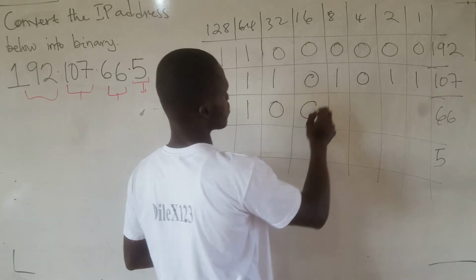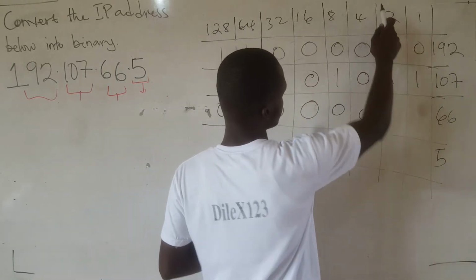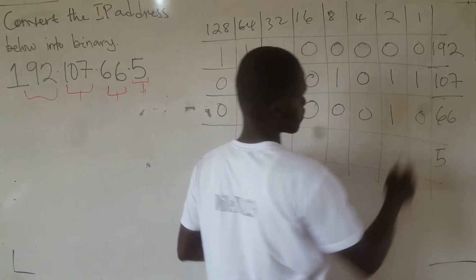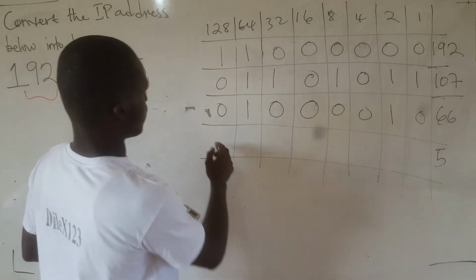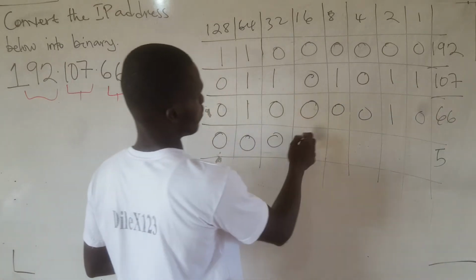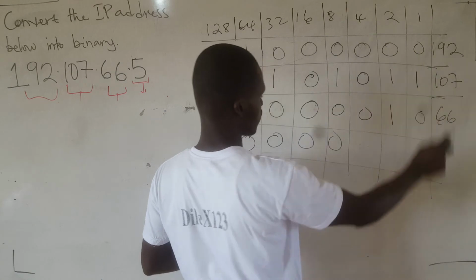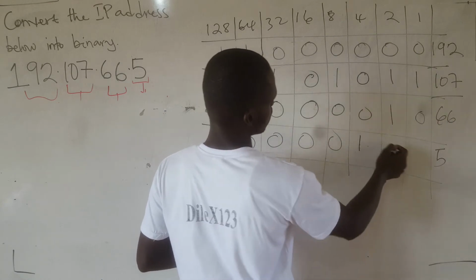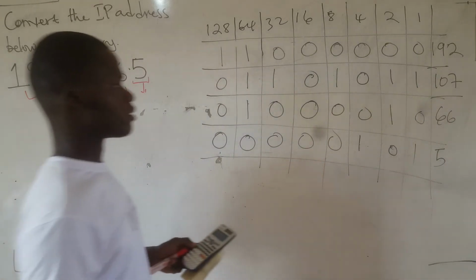So this can't divide the 2, but this can. 2 divides 2 once with a remainder of 0. Then 5. So this can't divide 5, but 4 divides 5 once. So it will be like this.